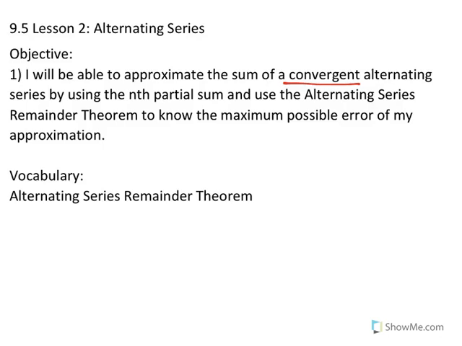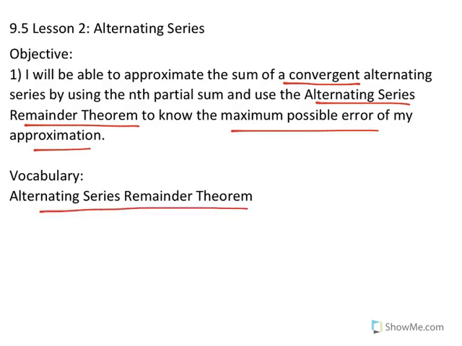Well, we can use a partial sum. We can use an nth partial sum as an approximation for the infinite sum. But how do we know how good our approximation is? There is something called the alternating series remainder theorem that will let us know how close our approximation is to the actual sum. And so we will know the maximum possible error of our approximation. Just like I said, this theorem will let us know how close our approximation is to the actual sum. So we're going to be looking at something called the alternating series remainder theorem.